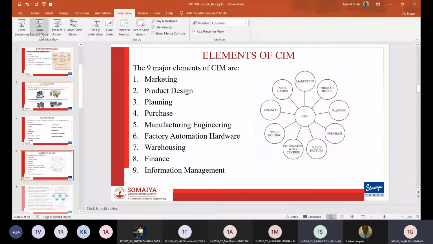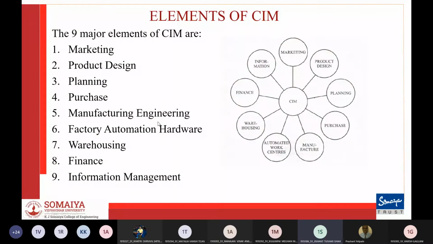The elements of CIM. There are nine major elements in CIM, which are marketing, product design, planning, purchase, manufacturing engineering, factory automation hardware, warehousing, finance, and information management. So I'll be talking about their roles in computer integrated manufacturing.